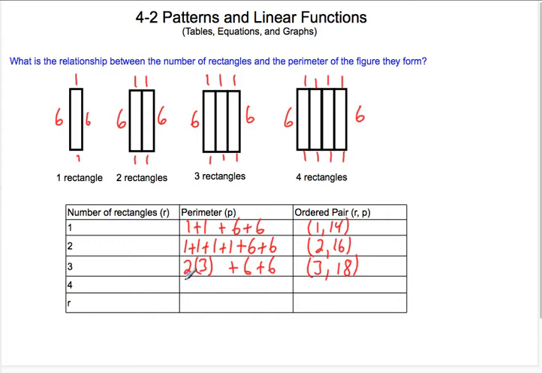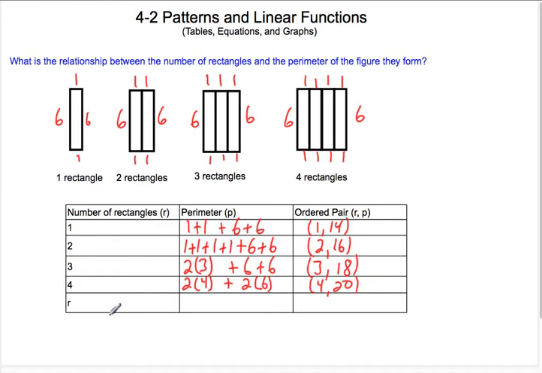And for 4 rectangles, it looks like it's going to be 2 times 4, because there's 4 and there's 2 groups of 4, plus 6 plus 6. Since this always seems to be 6 plus 6, let's just write 2 times 6. And the perimeter here would be 20, and that's for 4 rectangles.